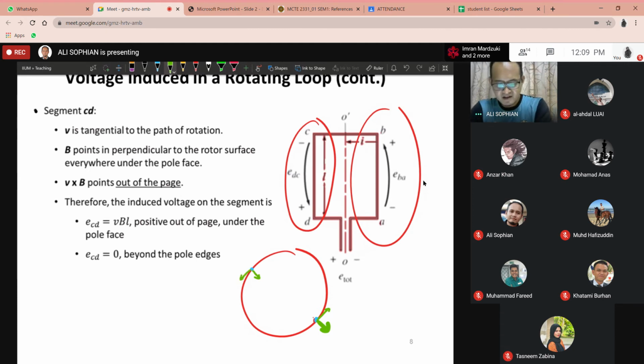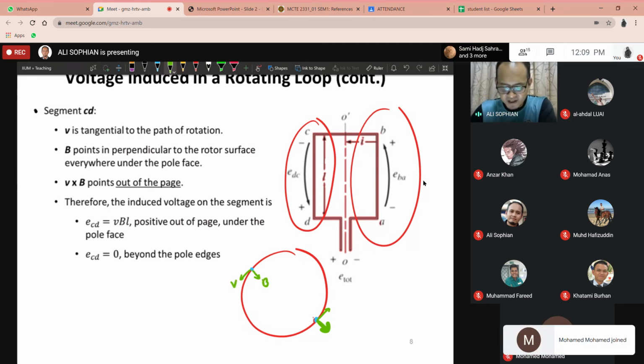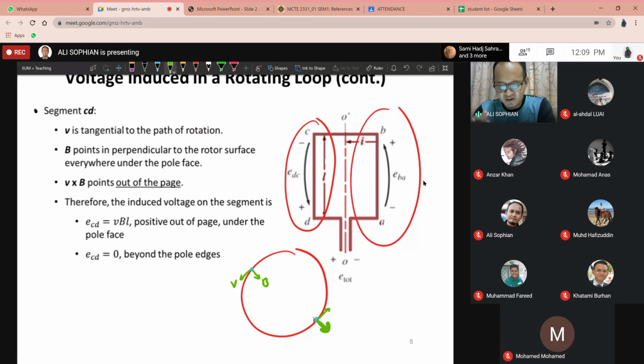Okay, so this is B and this is V, and L is still the same, and that's why now the induced voltage will have the same magnitude but the opposite polarity. If you refer back to this, the positive and negative, you'll notice they are in the opposite direction. It's because now the V is in the opposite direction to the previous V.